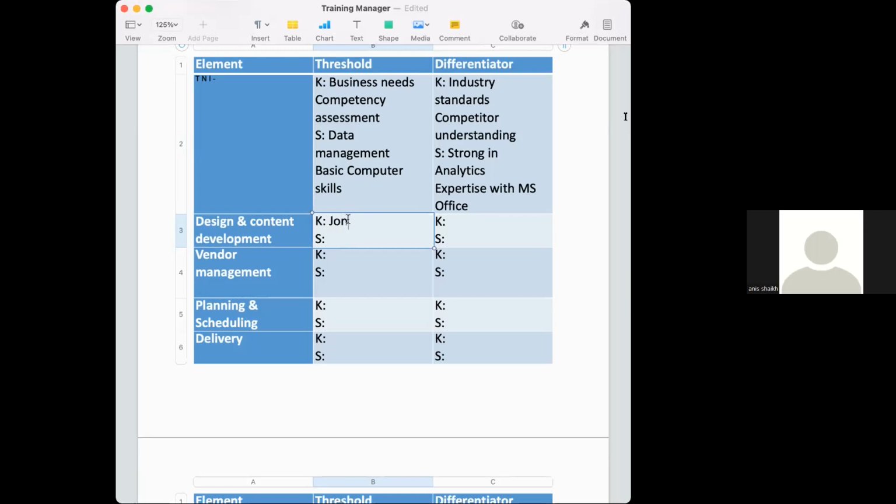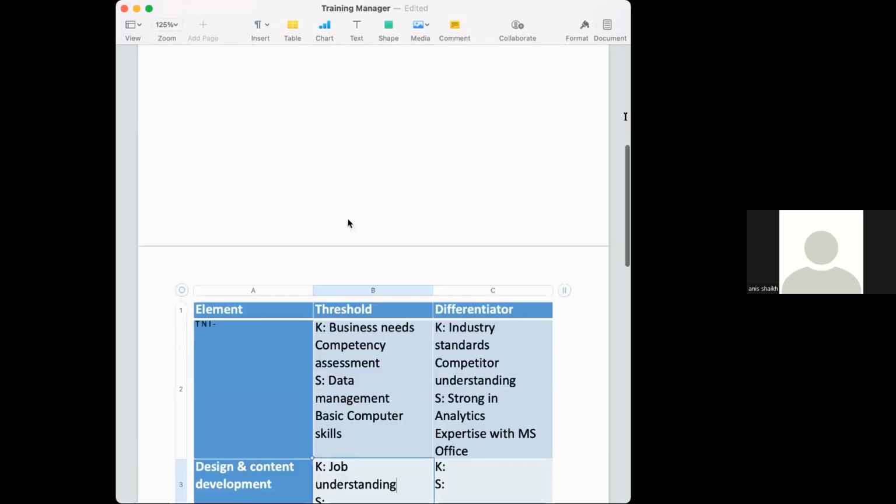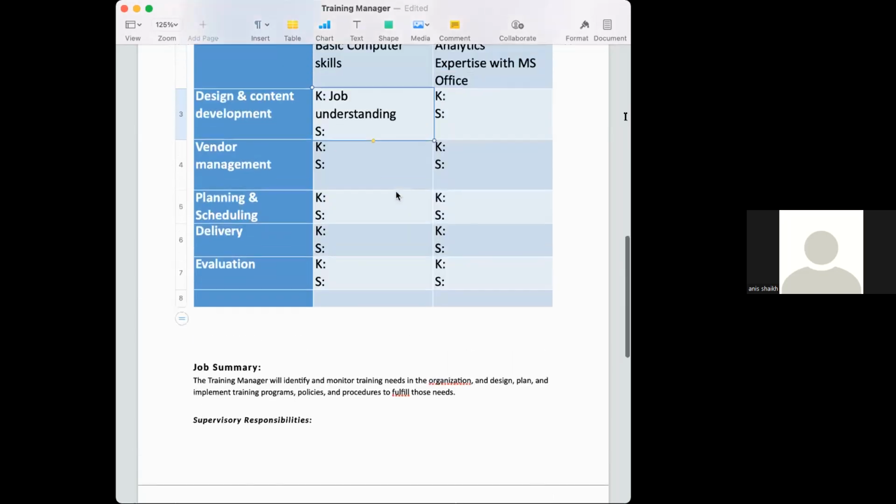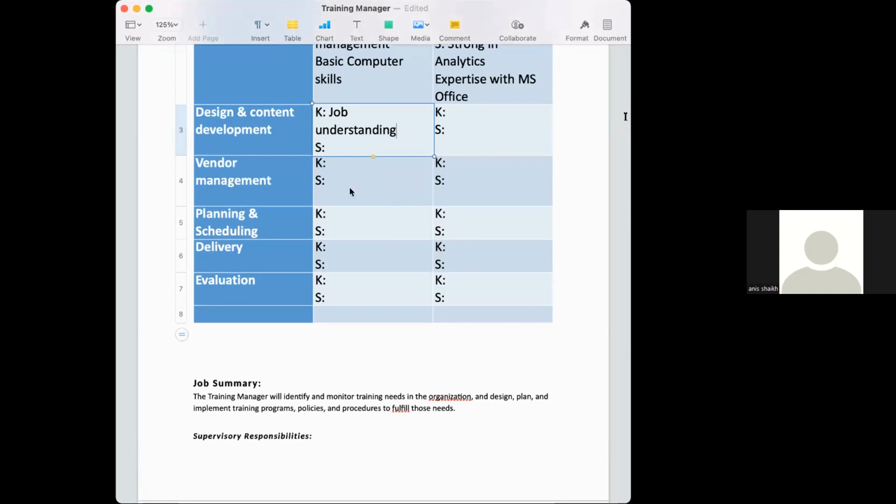Computer skill. Job. Design and content development means now we are talking about TNI or training calendar development, right? Job understanding. And then he should know the outcome of PMS also, right? Where the need has exactly been identified. In case of design and content, he's practically developing the training module.